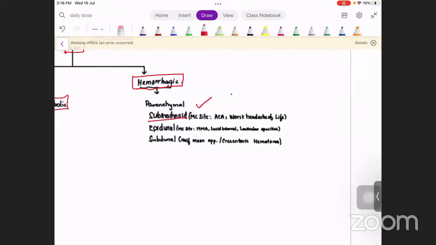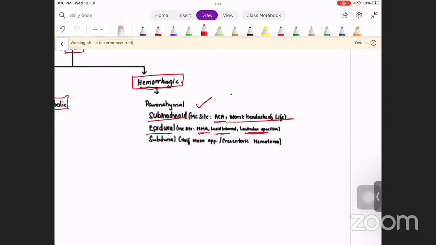The most common site is your ACA, where you see the worst headache of your life, or it may be due to an epidural hematoma or hemorrhage. The most common site is your middle meningeal artery, where you see the lucid interval and lenticular opacities. You studied that in trauma back in your surgery class. Epidural EDH: most common site is MMA, where you see the lucid interval and the lenticular opacities.